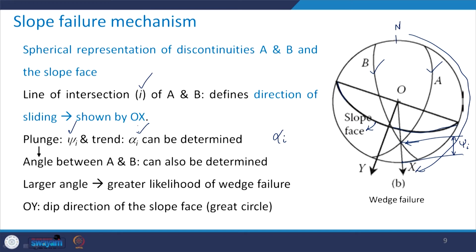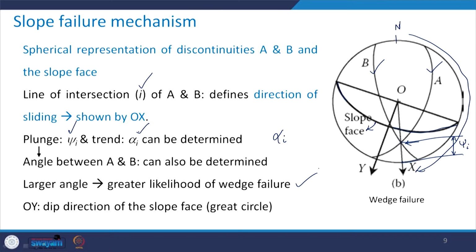Now, this angle between A and B also can be determined. We have discussed that in the previous class. Now, the larger the angle between the planes A and B, the greater will be the likelihood of wedge failure. That you need to keep in mind. Always this condition will be there.